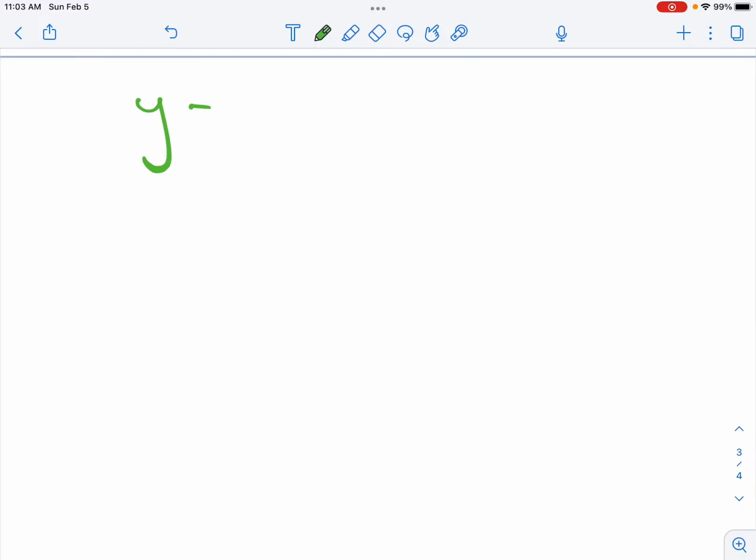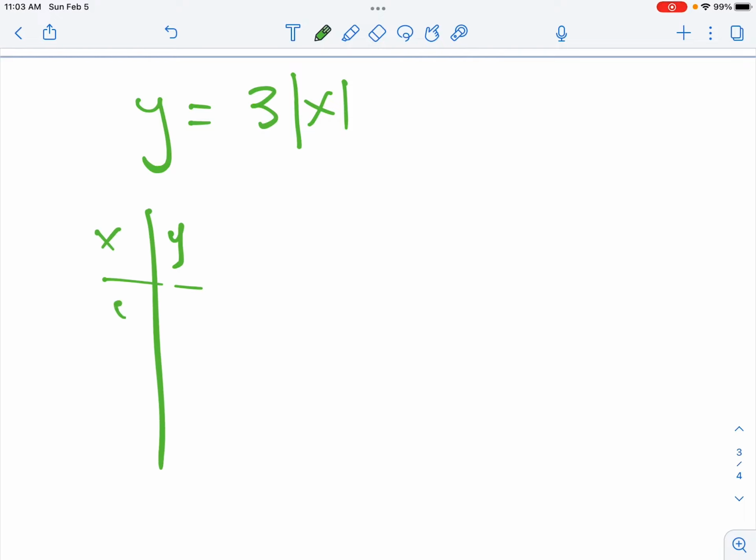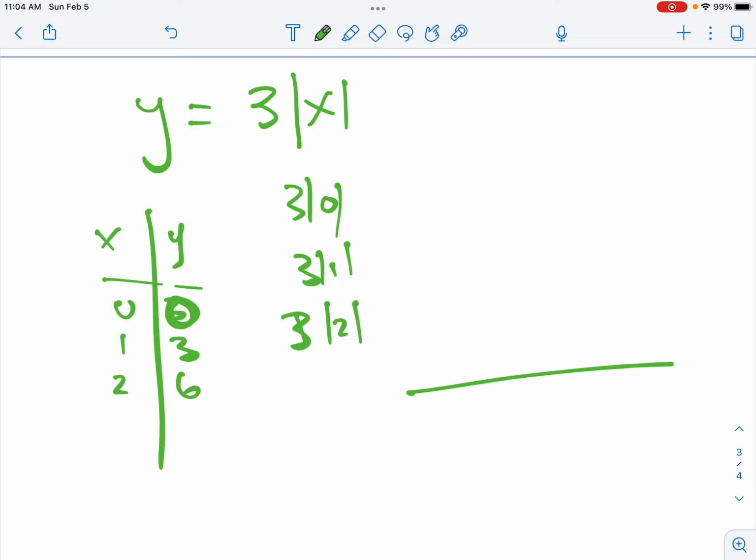Let's try this one. Y equals 3 times absolute value of x. So what does this do? Got your x's, got my y's, 0, 1, 2. And if I put a 0 in, absolute value of 0 is 0. So that's 0. If I put a 1 in, that's going to be 3. If I put a 2 in, that's going to be 6. And so you end up with this thing.